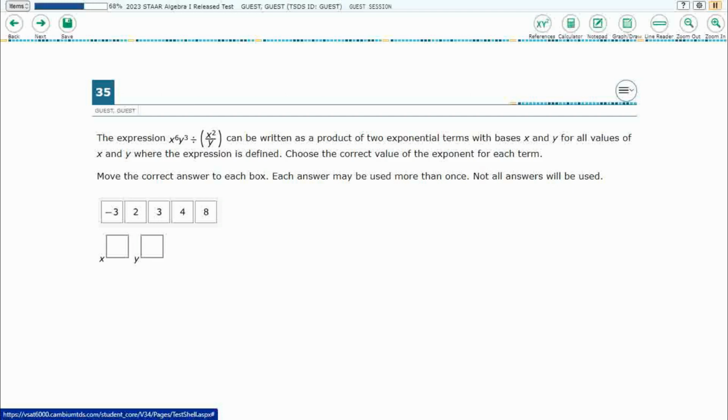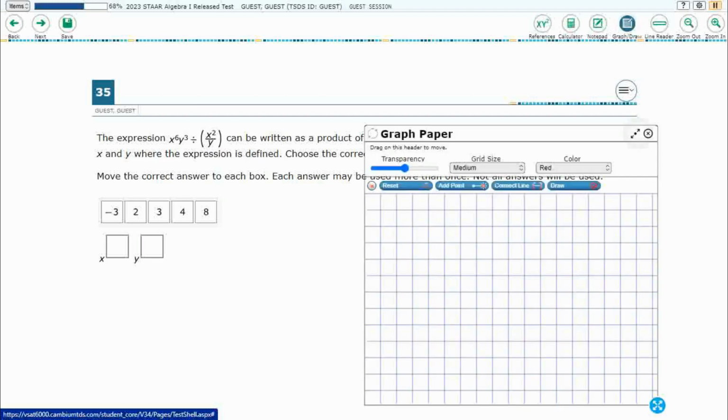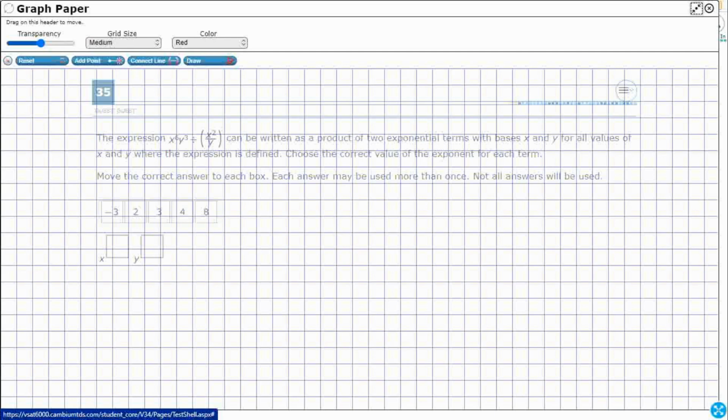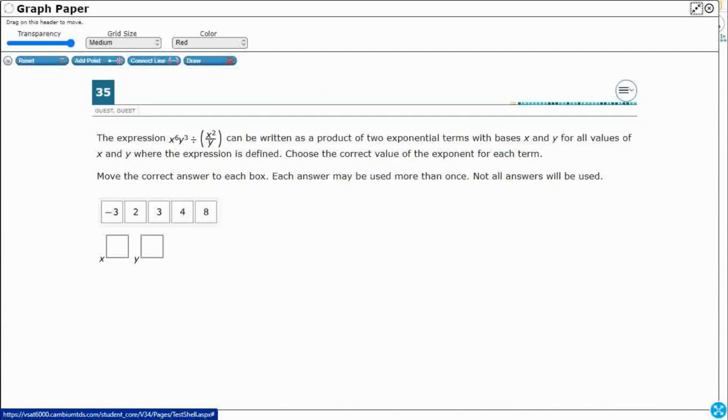Alright, so we've got an expression here, and there's a little bit of text afterwards, but it's just descriptive. We have x to the 6th, y to the 3rd, and then we're dividing it by x squared over y. Now, that looks a little bit weird because we have a fraction with a fraction in the denominator. But it can be written as a product of two exponential terms.